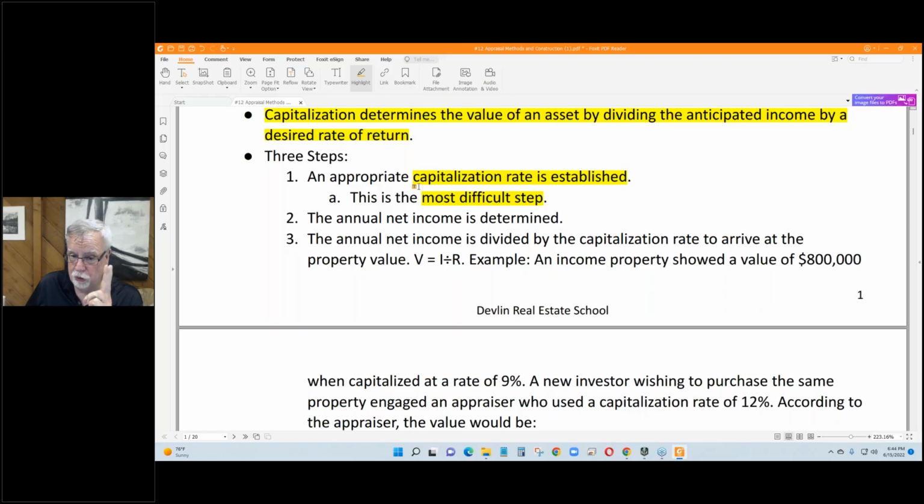Then step 2 is we determine the net income. And then step 3, we divide. By the way, on the state exam, they have a question asking which of the following is the correct formula for determining capitalization, and they don't even spell out the words. They don't say value equals income divided. They say V equals I divided by R. They wanted you to pick the initials.